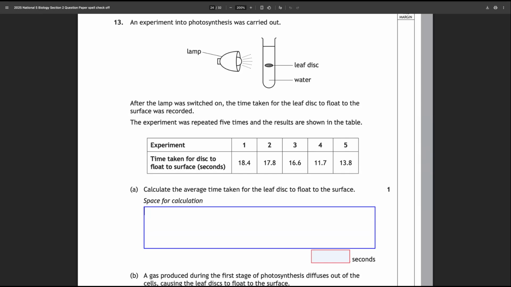An experiment into photosynthesis was carried out. After the lamp was switched on, the time taken for the leaf disc to float to the surface was recorded. The experiment was repeated 5 times and the results are shown in the table. Fantastic. Okay, we got 5 times there for the disc to float to the surface. Calculate the average time taken for the leaf disc to float to the surface.